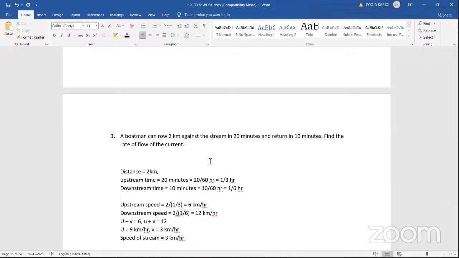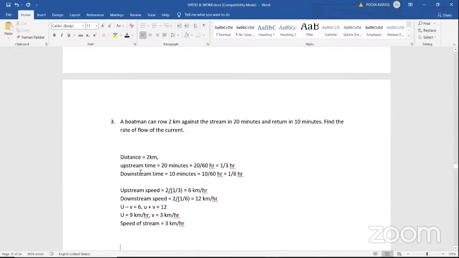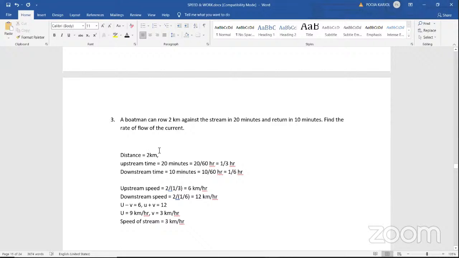Now, distance is given, and upstream time and downstream time are given. How to take upstream and downstream, ma'am? Okay, if two speeds are given, and one speed is less and one speed is more, the lesser speed will be upstream. Think logically, because the boat has to go against the water current, right? So it will take more time, speed will be less. So time taken upstream is more, speed is less.